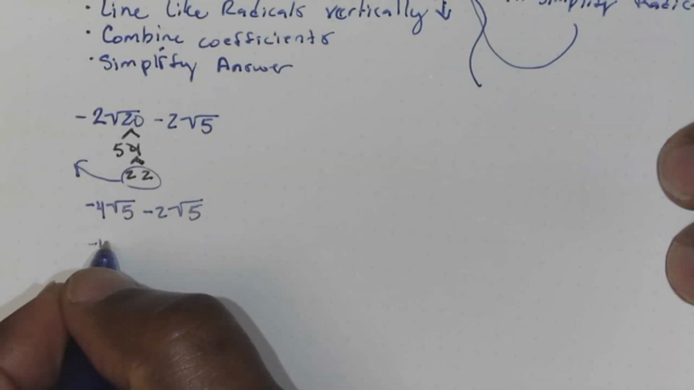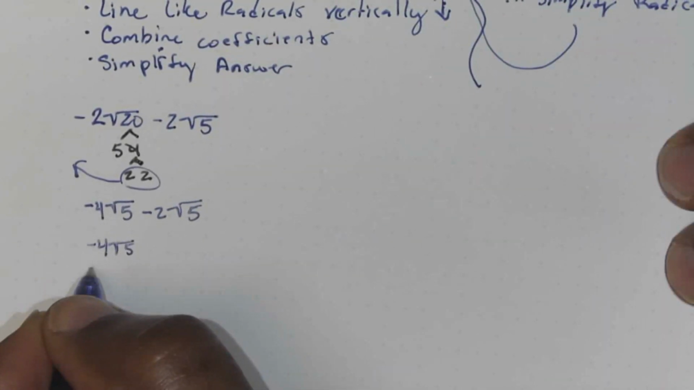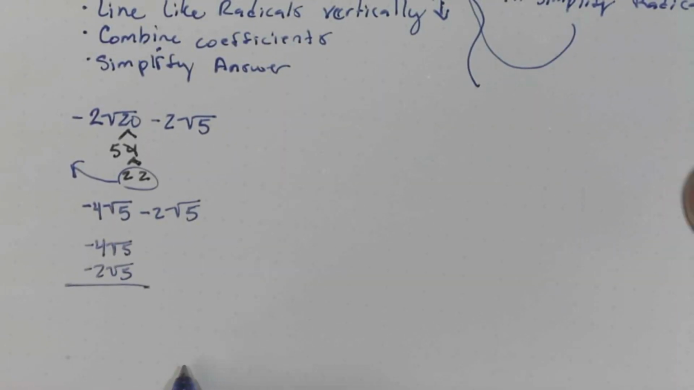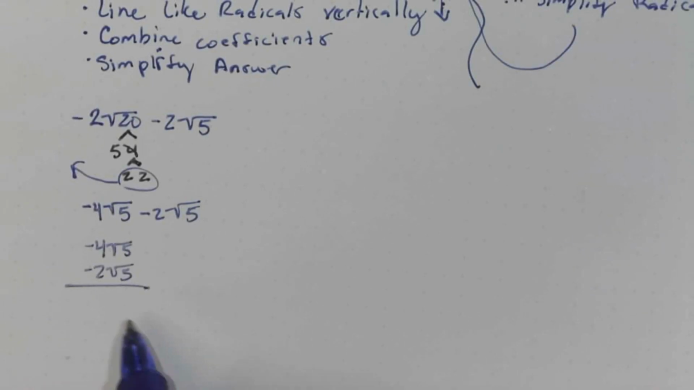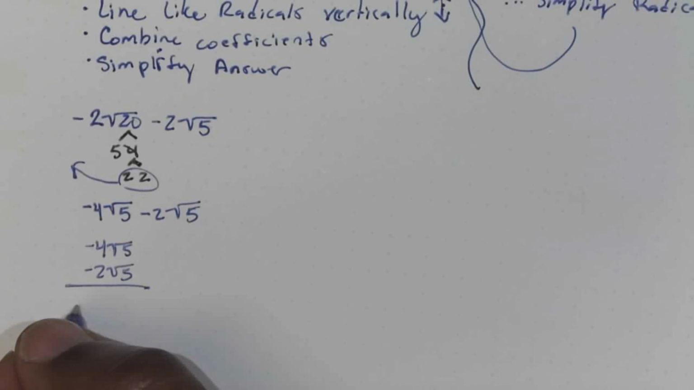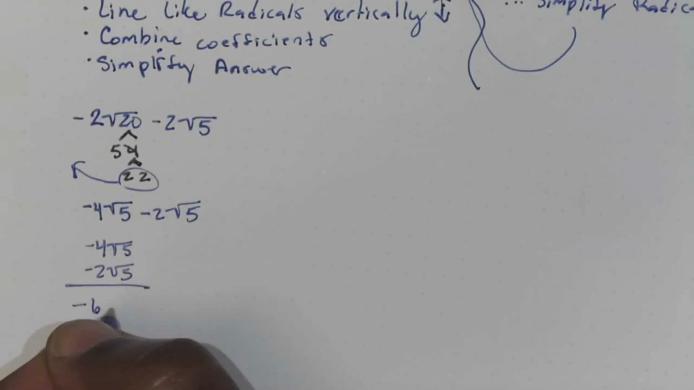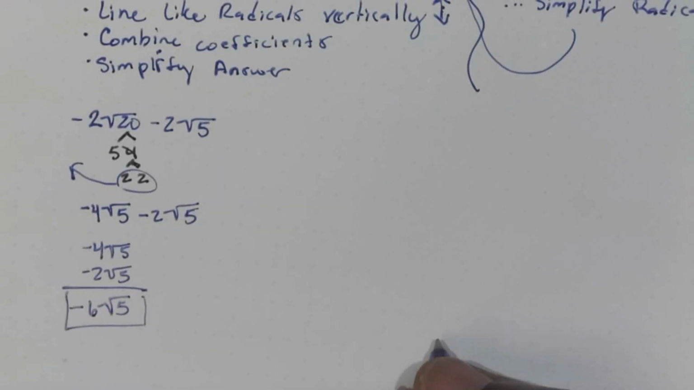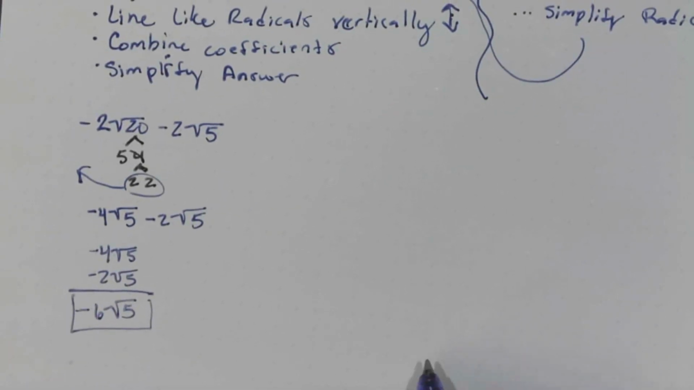We say negative 4 square root of 5, negative 2 square root of 5. Underline means put a plus sign. If you use a calculator, just put a plus sign between them. It means combine. Negative 4 plus negative 2 is what kind of 6? Negative 6, and bring that square root of 5 down. That's the answer.